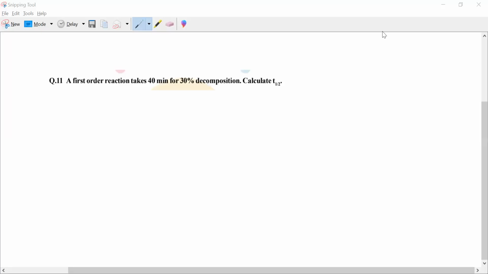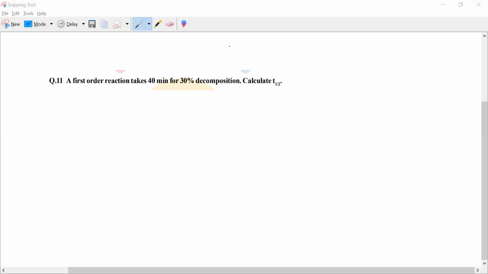A first order reaction takes 40 minutes for 30% decomposition. Calculate T half. That is the question. Okay, so it's a first order reaction, and T half you have to calculate.